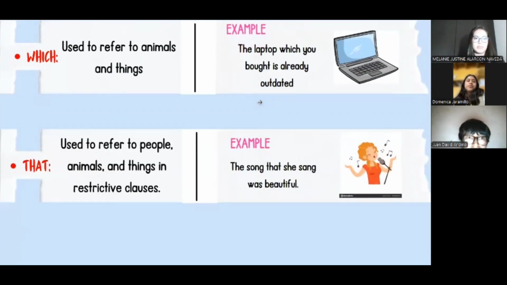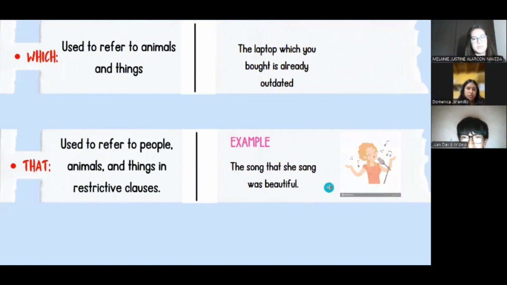Which is used to refer to animals and things. Example: the laptop which you bought is already outdated. That is used to refer to people, animals, and things in restrictive clauses. Example: the sun was beautiful.